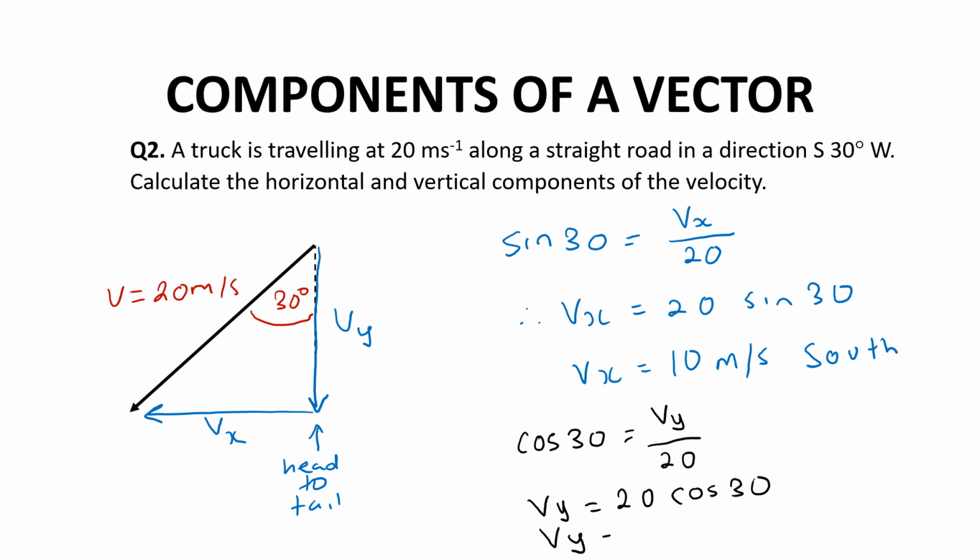So Vy equals 17.32. Don't forget the units. Since the resultant vector is in meters per second, then Vy will also be in meters per second, and the direction is west.